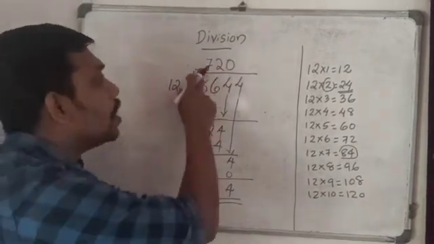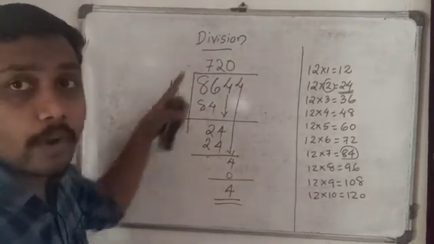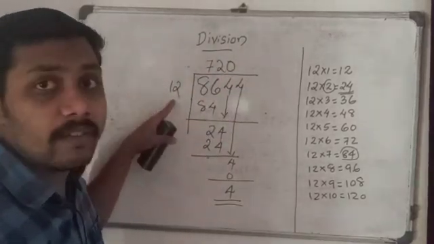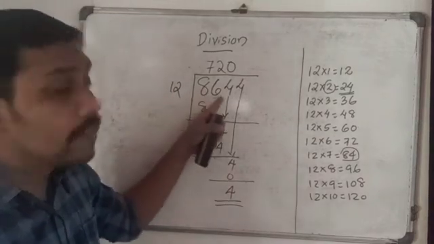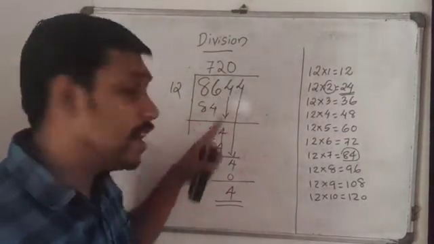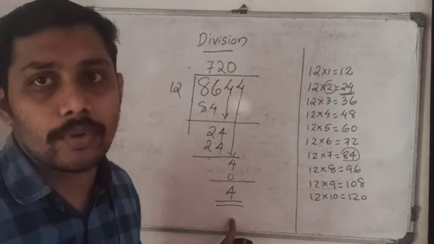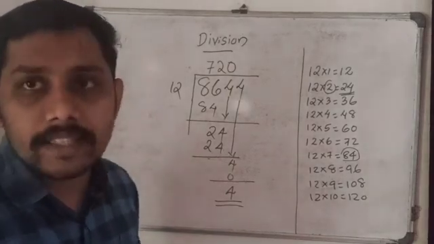So we have the answer: the quotient is 720, the divisor is 12 and the dividend is 8644, and again we have the remainder 4. So this is the second example. Okay.